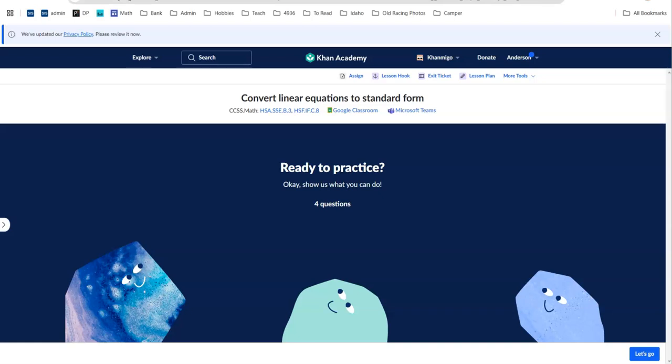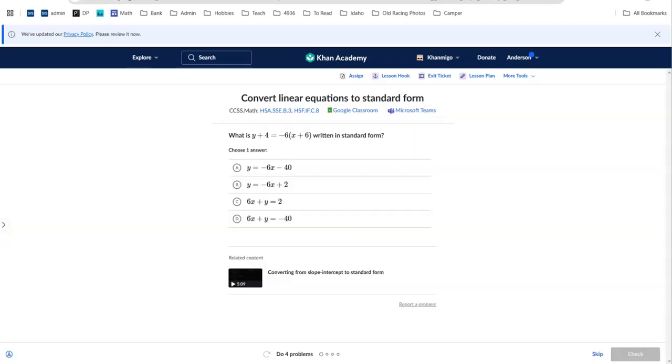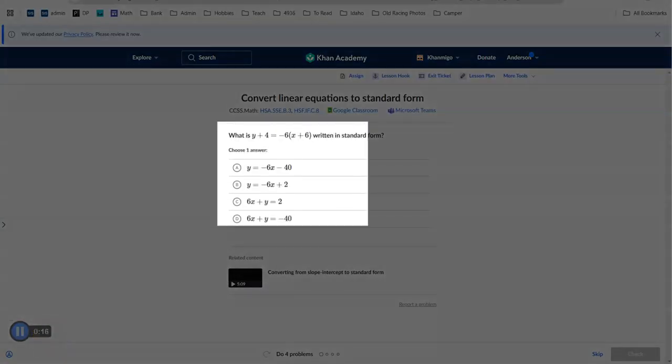Convert linear equations to standard form. All right, so we can write linear equations in many ways. Standard form is very specific. It needs to have the x and the y on one side and the constant on the other. So let's copy it over and we'll talk about it.